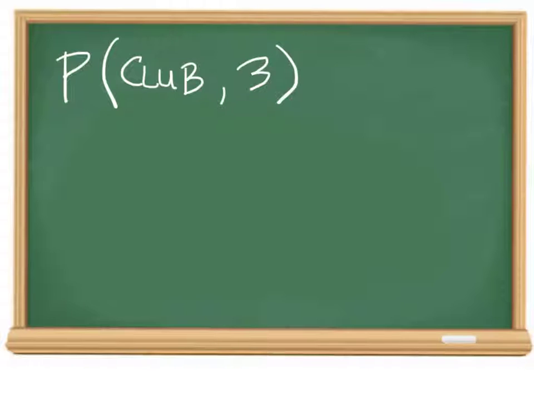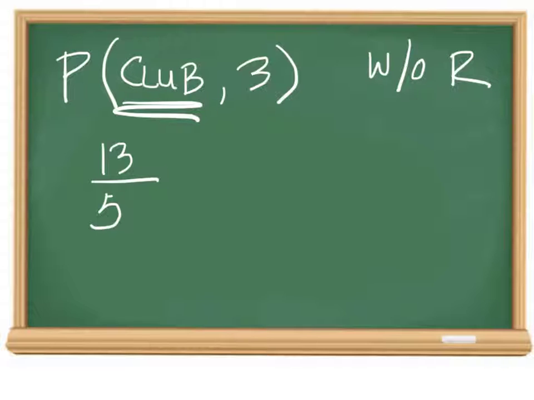Example 3. We want to find the probability of drawing a club and then a 3. And this is without replacement. So when I calculate the probability of a club, everything is already in there. You have 52 cards, and there are 13 of them for clubs. But if I don't replace the card that I drew, then how many total cards do I now have? 51.